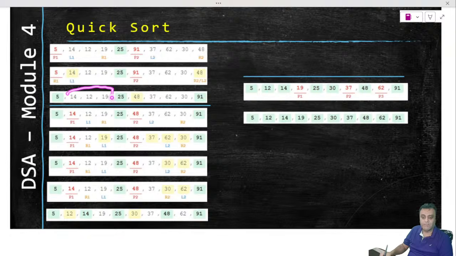Everything to the right of 5 is basically greater than 5. Let us see the right side, what is happening. The right side array L2 was trying to move this side. So it will keep on moving till what? Till the elements are lesser than 91. 37 is lesser than 91, move on. 62 is lesser than 91, move on. 30 is lesser than 91, move on. 48 is lesser than 91, move on. So L2 reaches the end.